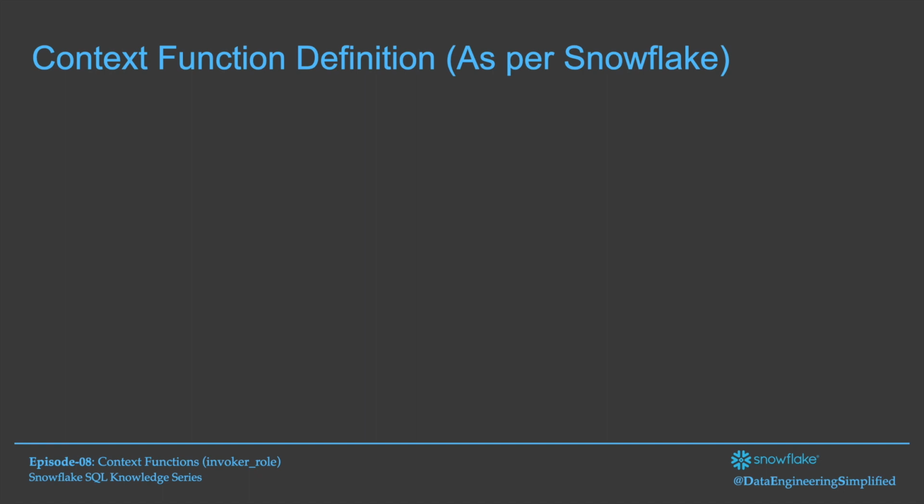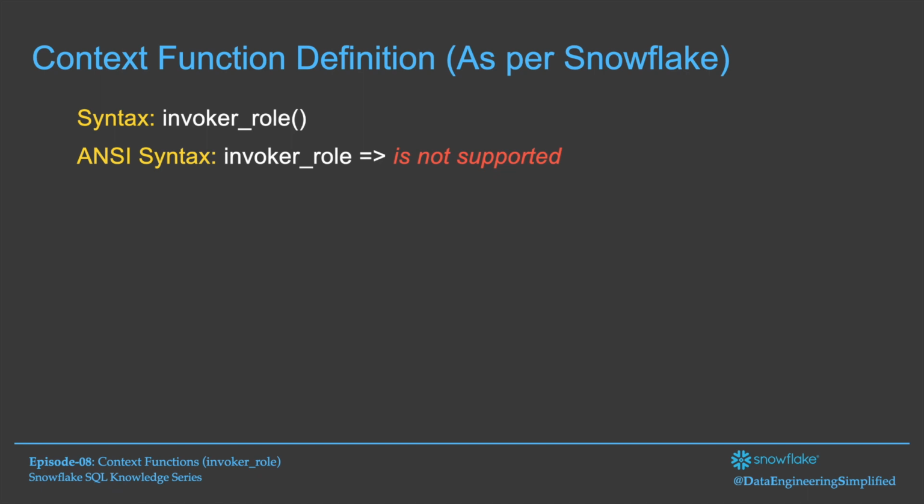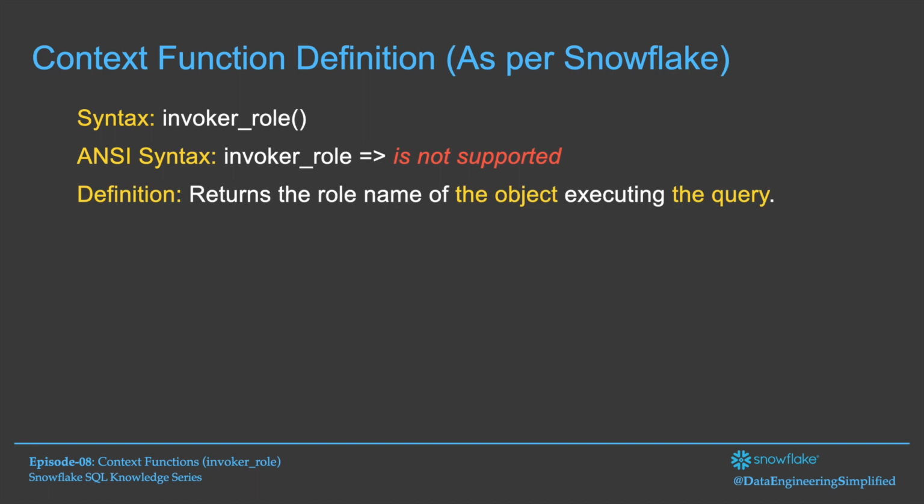Let's understand the invoker role context function definition as per Snowflake. The syntax is very simple: invoker underscore role, and it does not take any argument. The ANSI syntax is not supported. You have to call this function with parentheses. The definition: return the role name of the object executing the query.